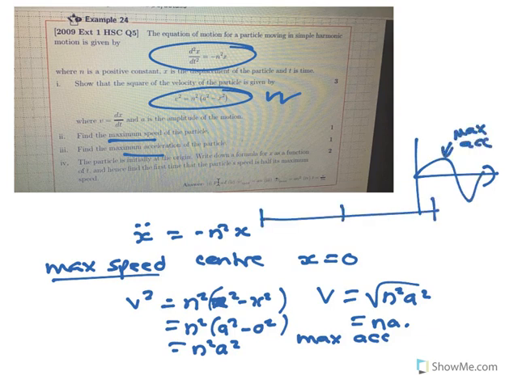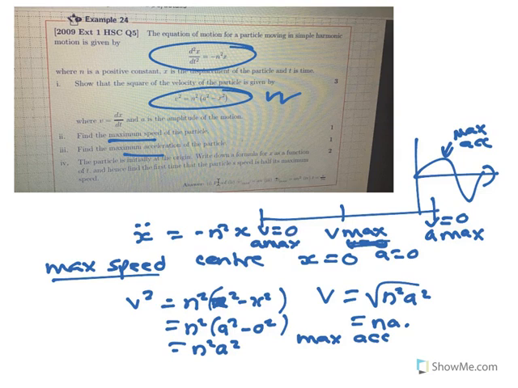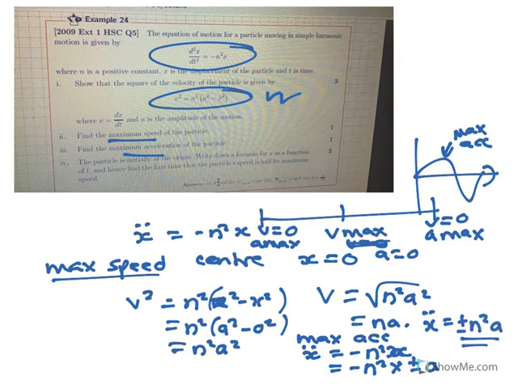So you just have to remember v max is in the middle, a max is at the ends. v is 0 at the ends, and a is 0 in the middle. Okay, so if you want the maximum acceleration, x double dot equals minus n squared x. So when x equals plus or minus a, x double dot is minus or plus n squared a. That would be your maximum acceleration.